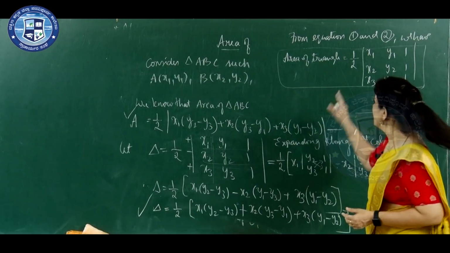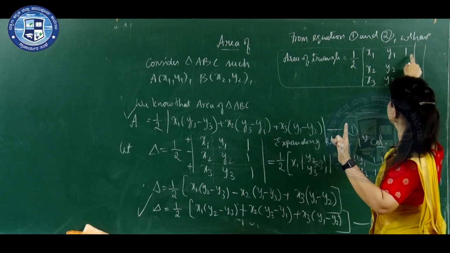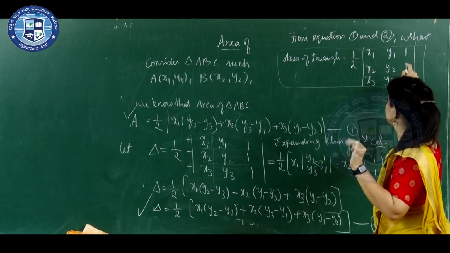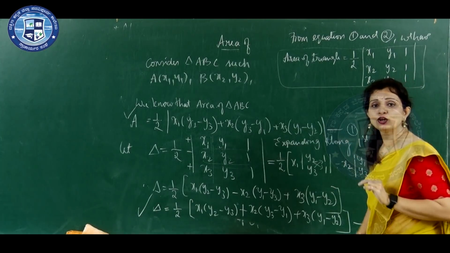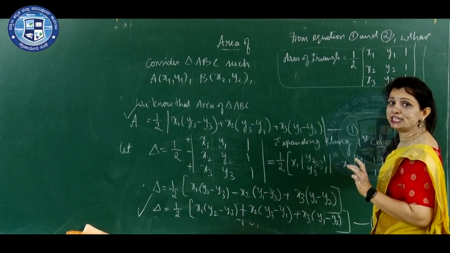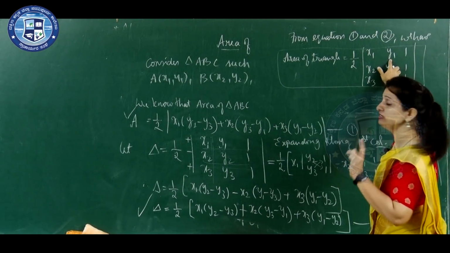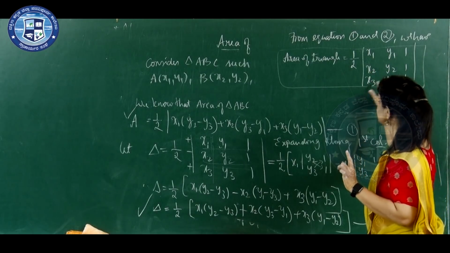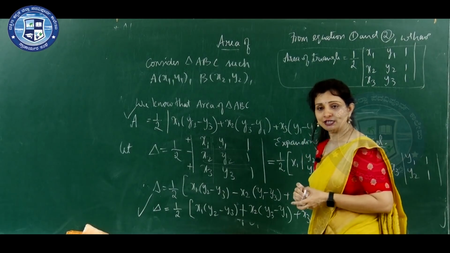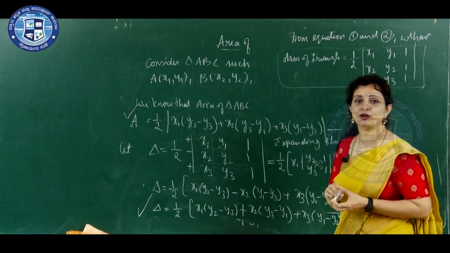Area of triangle is half into the determinant with x1 y1 1, the coordinates of the first vertex, x2 y2 1, the coordinates of the second vertex, x3 y3 1, the coordinates of the third vertex. The 1 is the same for each element of C3, the third column. So x1 y1, x2 y2, x3 y3 are the coordinates of the 3 vertices. Using this, the area of triangle can be found.